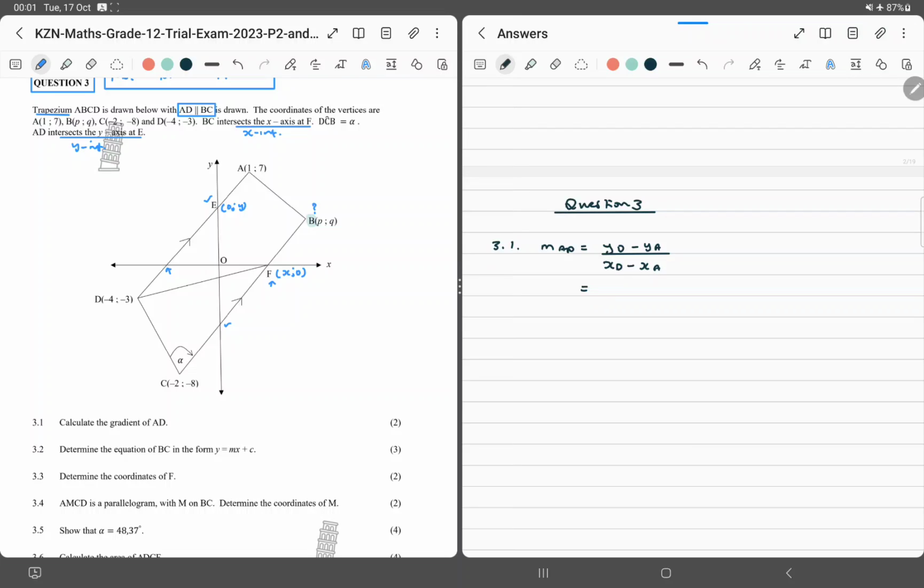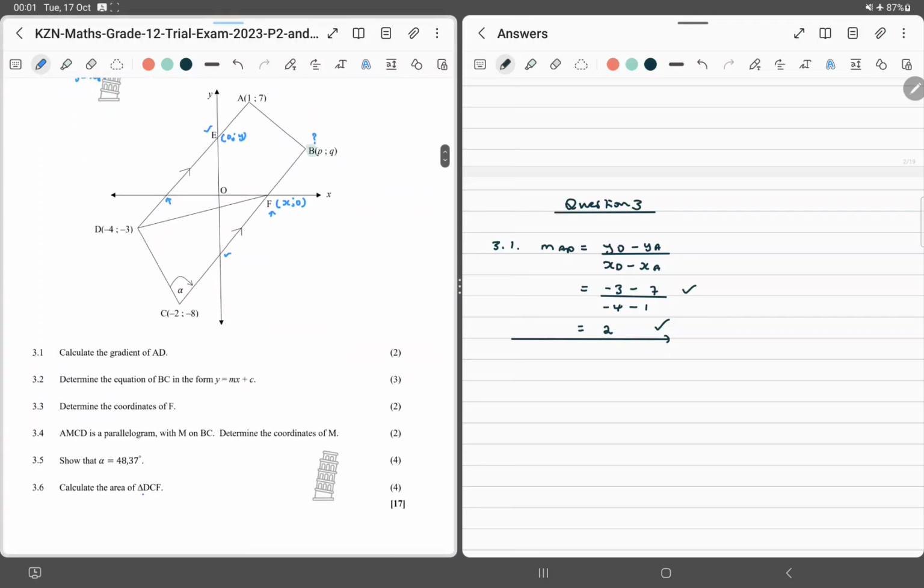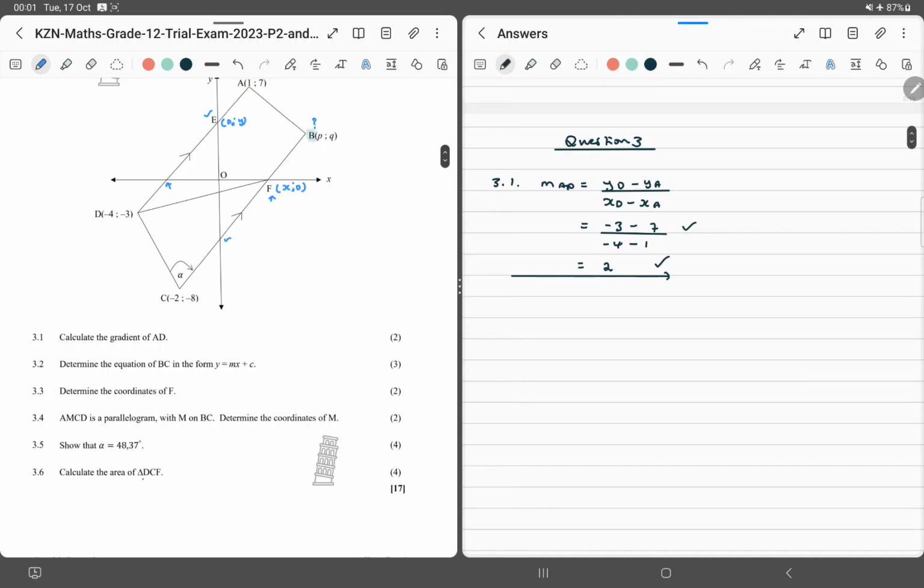Okay, y at D is minus 3 minus y at A is 7, all over x at D is minus 4 minus 1. Okay, this is minus 10 divided by minus 5, which is basically 2. Nice and easy. So here is just the substitutions and the answer. Easy stuff.